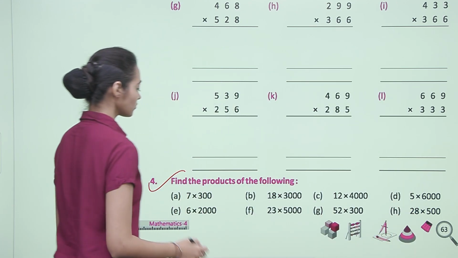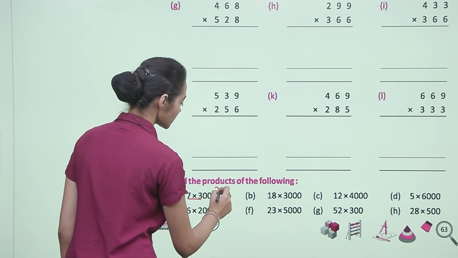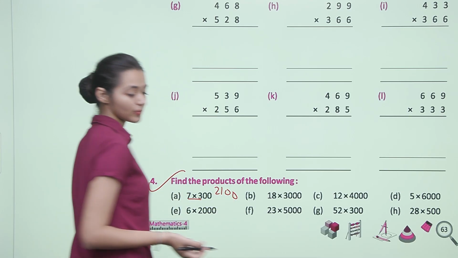Again we have to find the product for the following numbers. 7 into 3, that is 21, so this is 2100. That's how you can solve the remaining part.